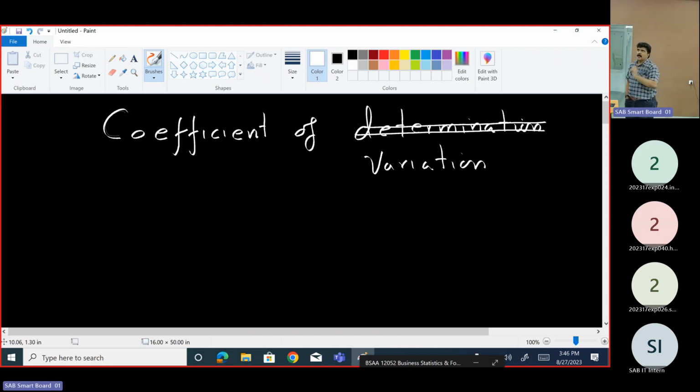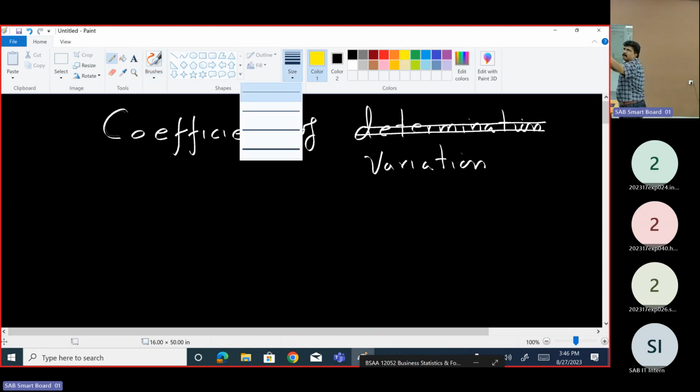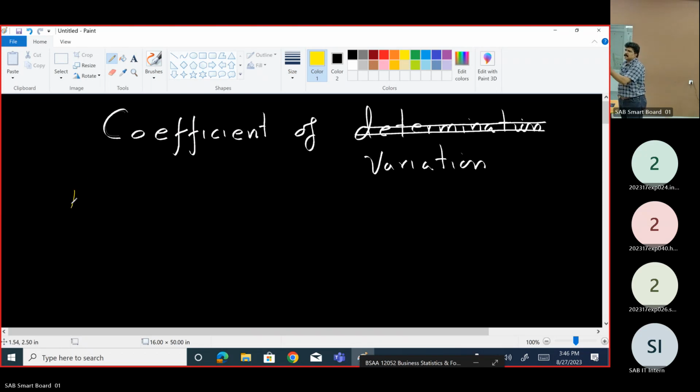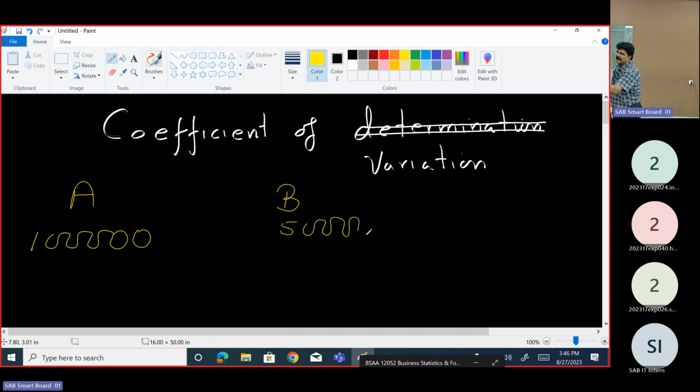Suppose there are two people, A and B. A is earning, say, 100,000 a month, and B is earning 50,000 a month. That's their mean salary. Then in a particular month, both are getting 5,000 less than their usual. So A is getting 5,000 rupees less than his usual salary, and B is also getting 5,000 less than his usual salary.